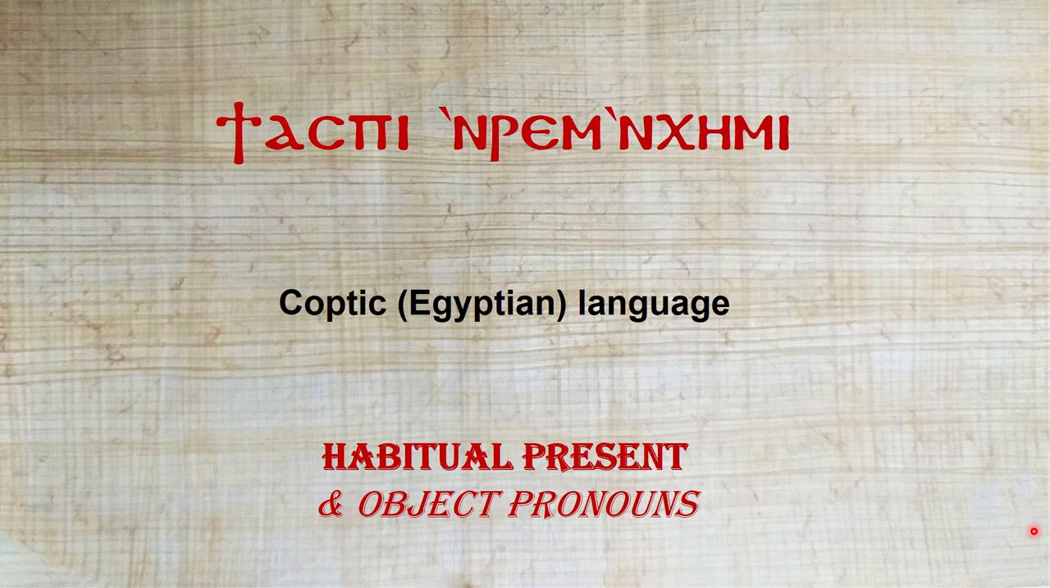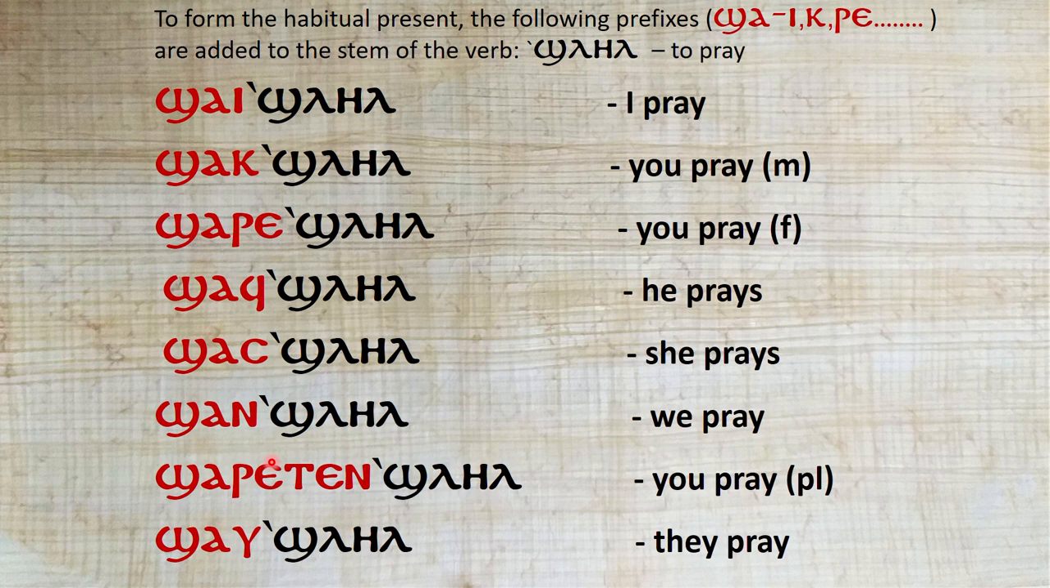Welcome to a new lesson in Coptic, the Egyptian language. Our lesson today is about the habitual present and object pronouns. Let's start. Here, to form the habitual present, the following prefixes, conjugated of course, shai, shak, share, and so on, are added to the stem of the verb.